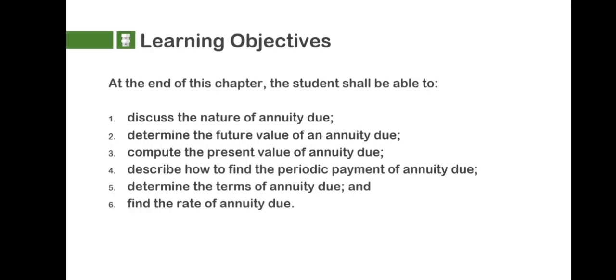Now we have the learning objectives. At the end of this chapter, the student shall be able to: 1. Discuss the nature of annuity due. 2. Determine the future value of an annuity due. 3. Compute the present value of an annuity due. 4. Describe how to find the periodic payment of annuity due. 5. Determine the terms of annuity due. And last but not the least, 6. Find the rate of annuity due.